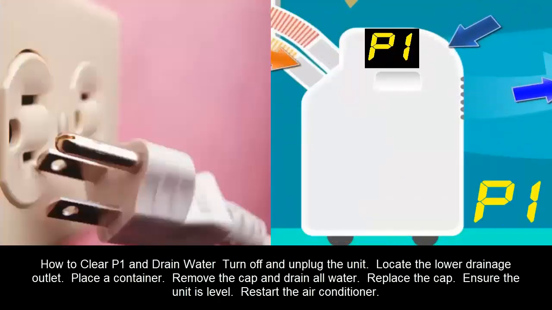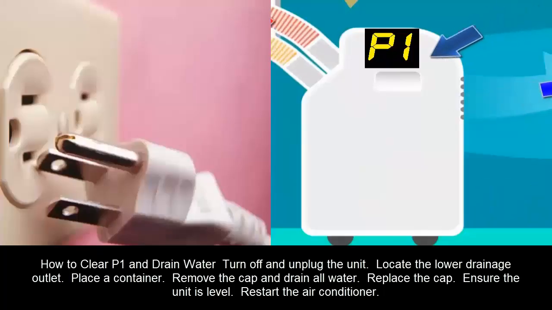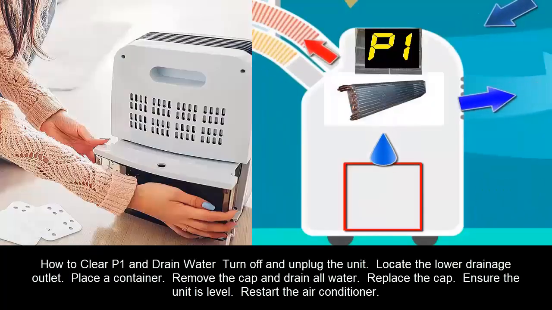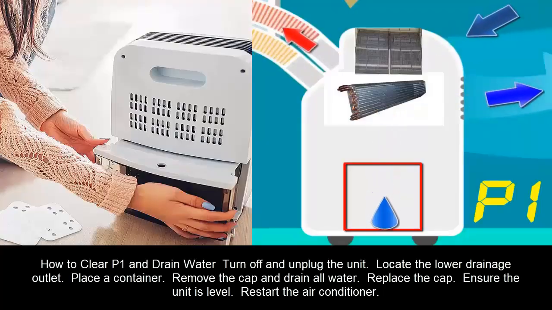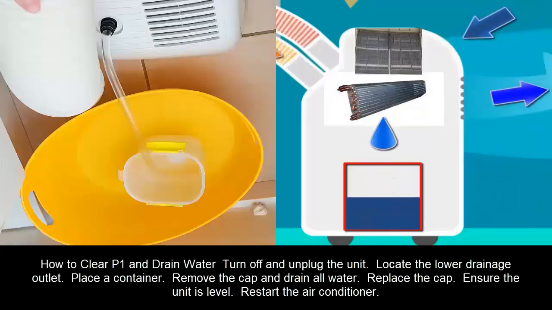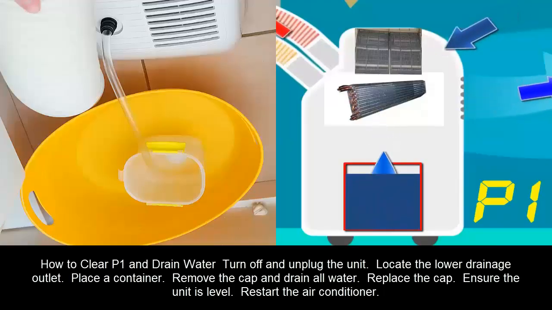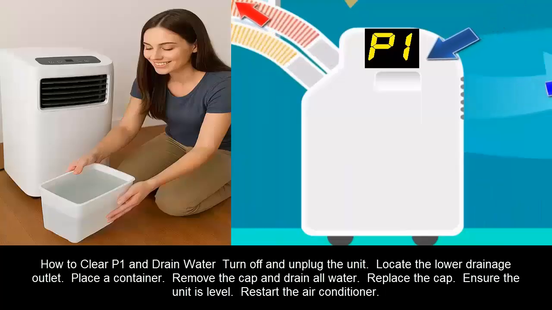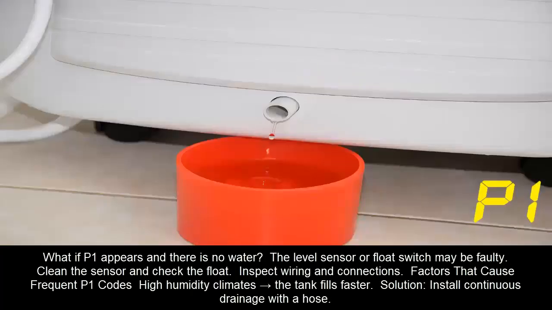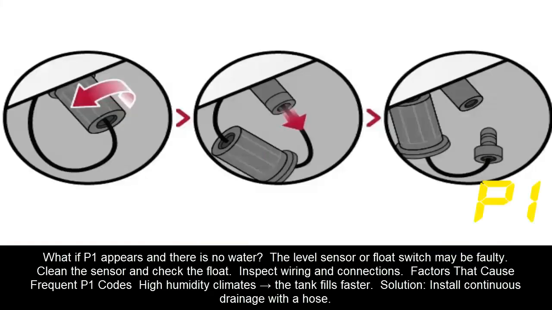How to clear P1 and drain water. Turn off and unplug the unit. Locate the lower drainage outlet. Place a container. Remove the cap and drain all water. Replace the cap. Ensure the unit is level. Restart the air conditioner. What if P1 appears and there is no water? The level sensor or float switch may be faulty. Clean the sensor and check the float.